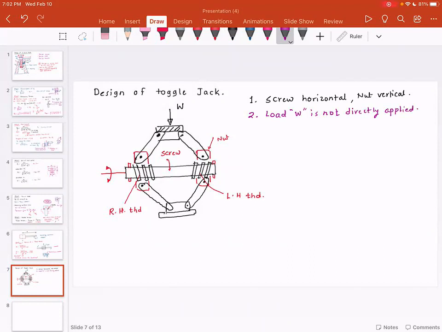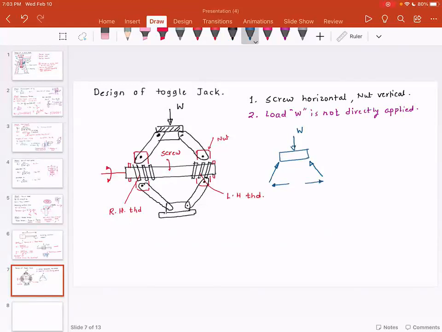So if you look at the free body diagram, what you have is W. That W is distributed over here. That W is supported by two members over here. So this W is supported by these two members here, and then a component of force supported by the nut.